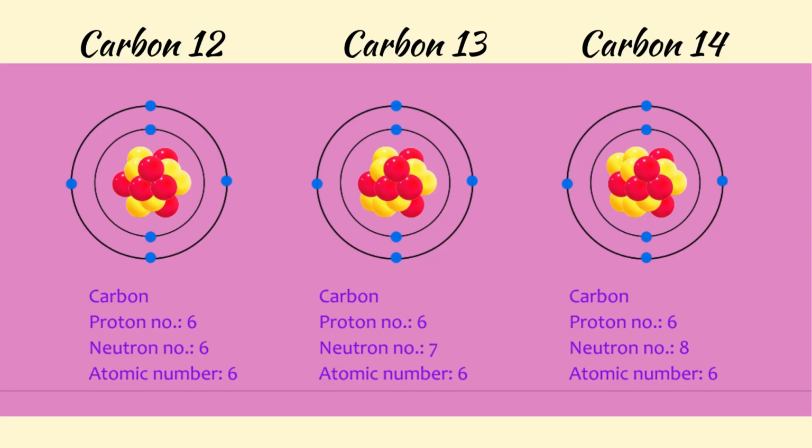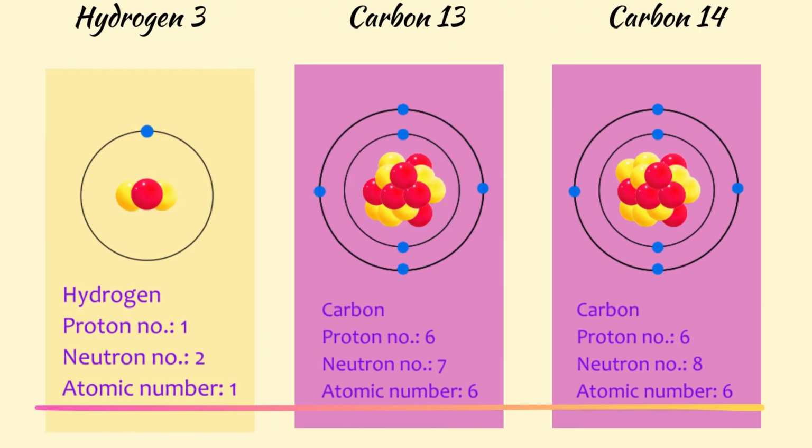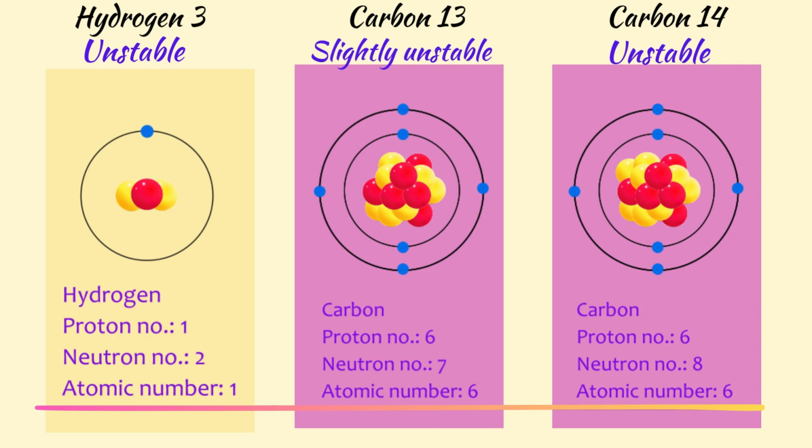Similarly, the isotopes of carbon commonly found in nature are carbon-12, carbon-13, and carbon-14. Carbon-12 has 6 protons and 6 neutrons. Carbon-13 has 6 protons and 7 neutrons, and carbon-14 has 6 protons and 8 neutrons. Here, among hydrogen atoms, hydrogen-3 is unstable, and among carbon atoms, carbon-14 is unstable, while carbon-13 is slightly unstable.